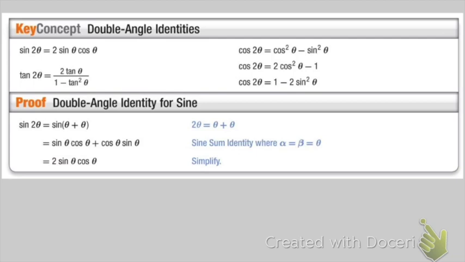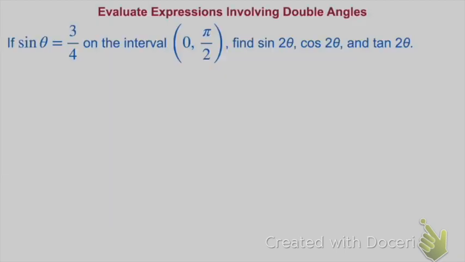The top identity is actually found from using the cosine sum identity. The other bottom 2 are just rewrites of the top one, using our Pythagorean identities to switch things out. On the bottom here is the proof for the double angle identity for sine 2 theta. You're using the sum identity, and you have sine of theta plus theta, and that's how that identity comes around. All right, so we're going to use these identities today to help solve equations and simplify expressions.